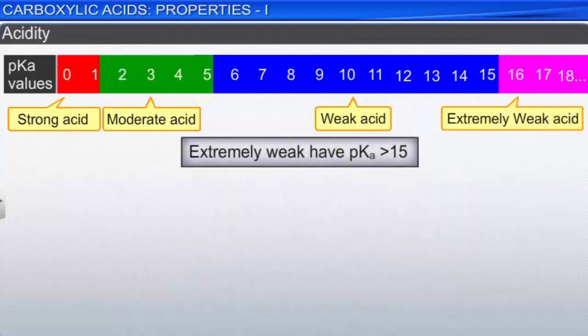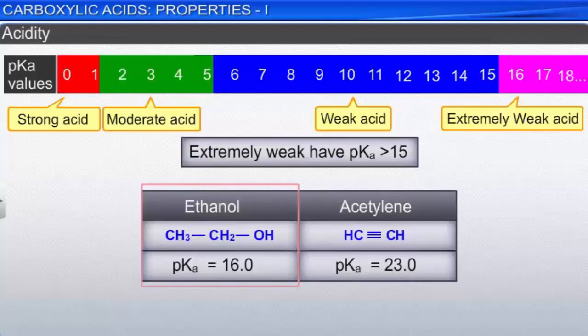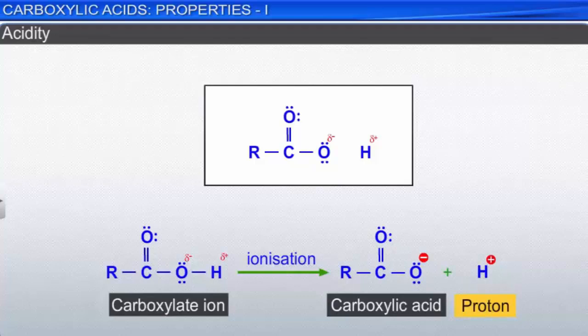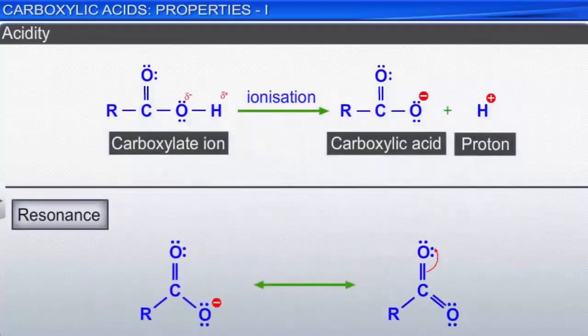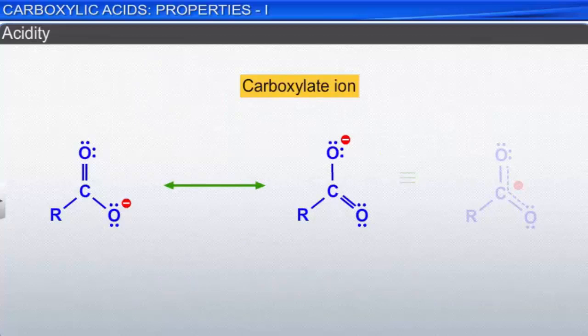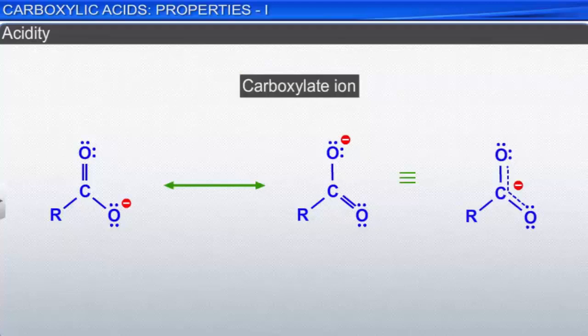Extremely weak acids have pKa values greater than 15. For example, ethanol with a pKa value of 16.0 and acetylene with a pKa value of 23.0 are extremely weak acids. Carboxylic acids are acidic and readily lose a proton because the carboxylate ion formed by ionization or reaction with a base is stabilized by resonance. According to the resonance theory, the carboxylate ion is a hybrid of two structures, which, being of equal stability, contribute equally. The negative charge is evenly distributed over the two oxygen atoms.